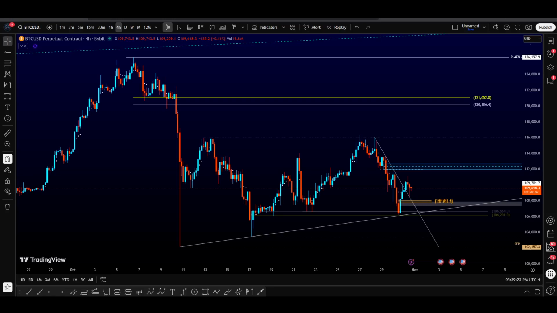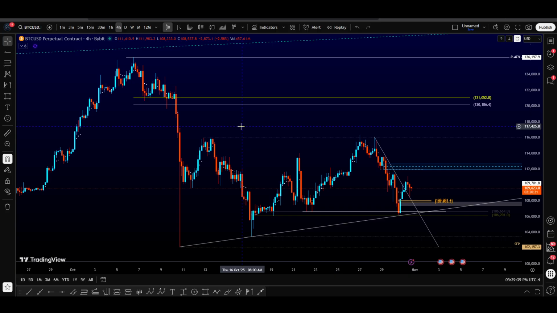So today we'll go over the Bitcoin USDT perpetual contract on the Bybit chart. And today I'm going to keep things very simple like always and point out a few things, right? So let's just go ahead and dive right into it.